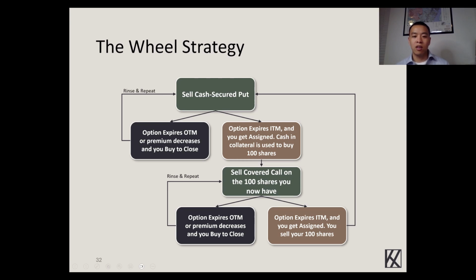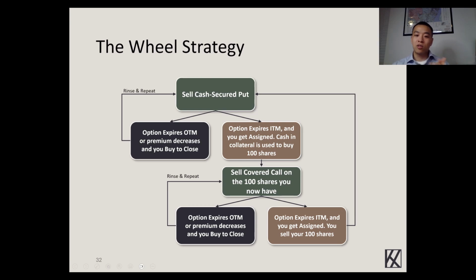Okay, it's a bullish position. You want the price to go up. Best case scenario, the option expires out of the money and the premium decreases to 0, or you exit that position early, so you buy to close and you make money. Okay, great. Option expires out of the money, you collect all the premium, it expires worthless, boom, your position's closed. You can sell another cash secured put. You can rinse and repeat this circle.